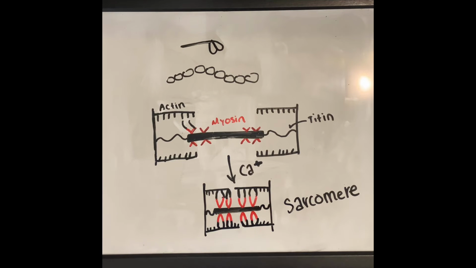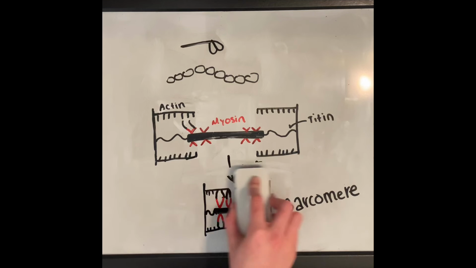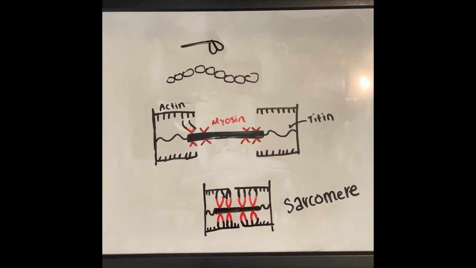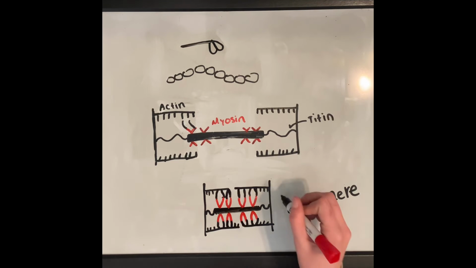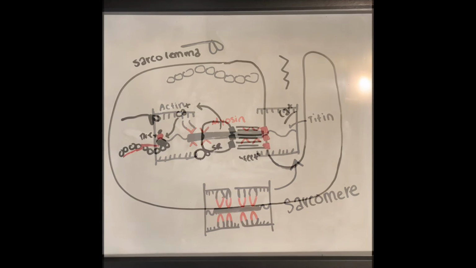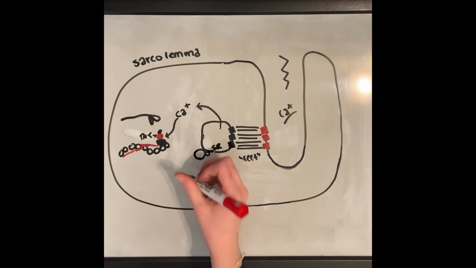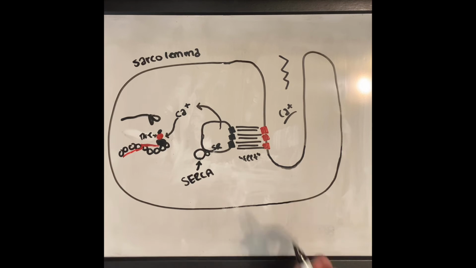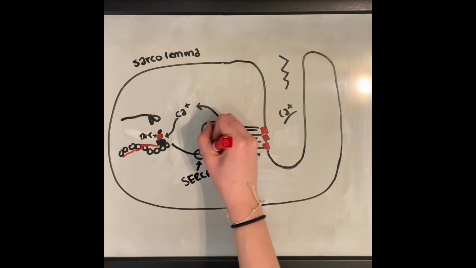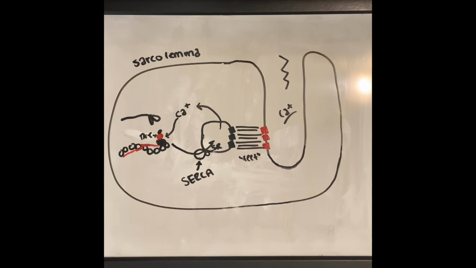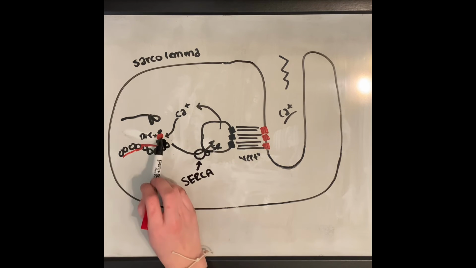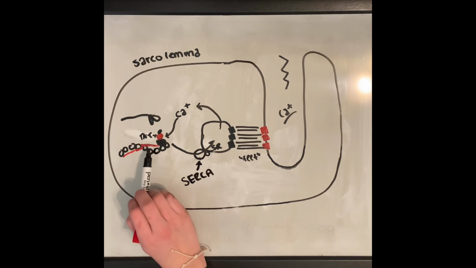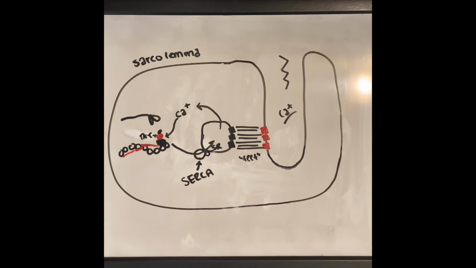This shortening of the muscle fibers is going to continue until calcium is removed. This is going to bring this shortened sarcomere back to its original length. Calcium is removed by SERCA, this protein right there. SERCA is actually going to pump calcium back into the sarcoplasmic reticulum. Once the calcium is pumped back in, there will be no more calcium binding to that troponin C, allowing the tropomyosin to move back over the myosin binding site on this actin. This will allow the cardiac muscle to relax.